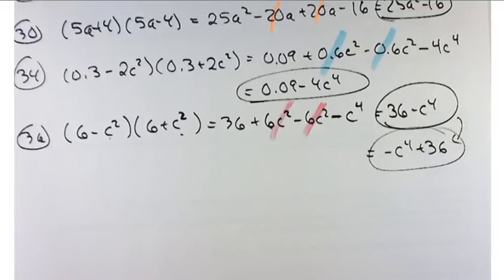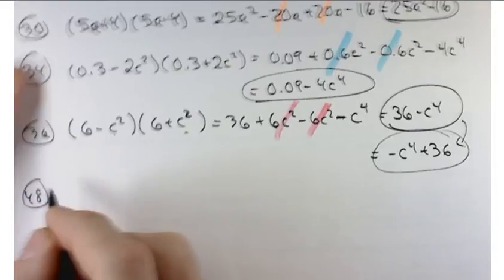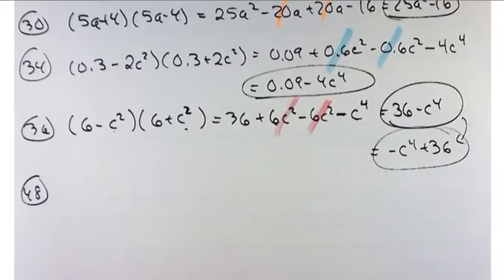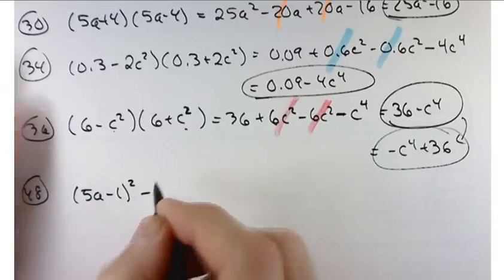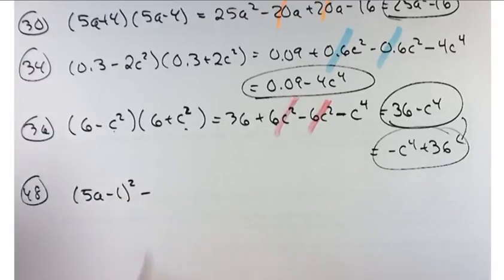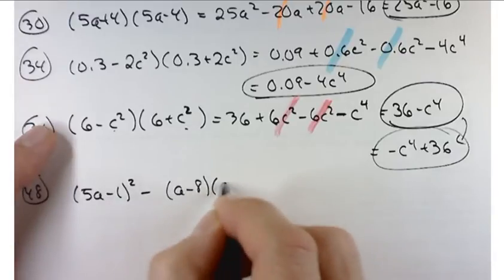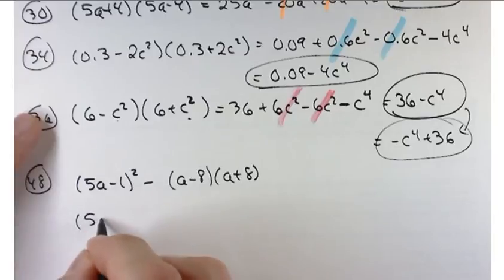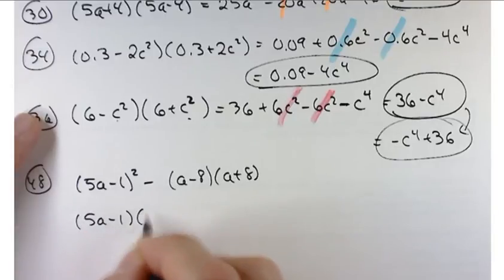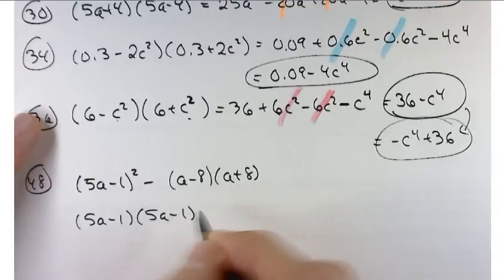All right, one last one from this section. And let's do problem number 48. There's a lot going on in problem number 48. A minus 1 squared minus a minus 8 times a plus 8. Now with this one, we're going to need to be a little bit more careful than usual.